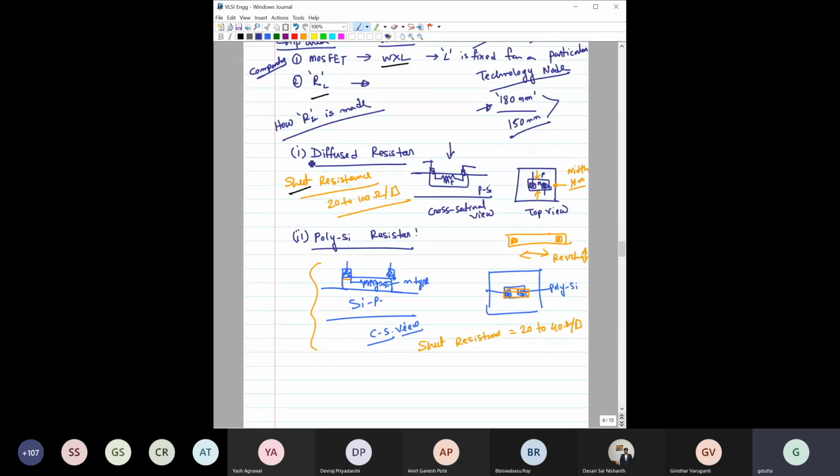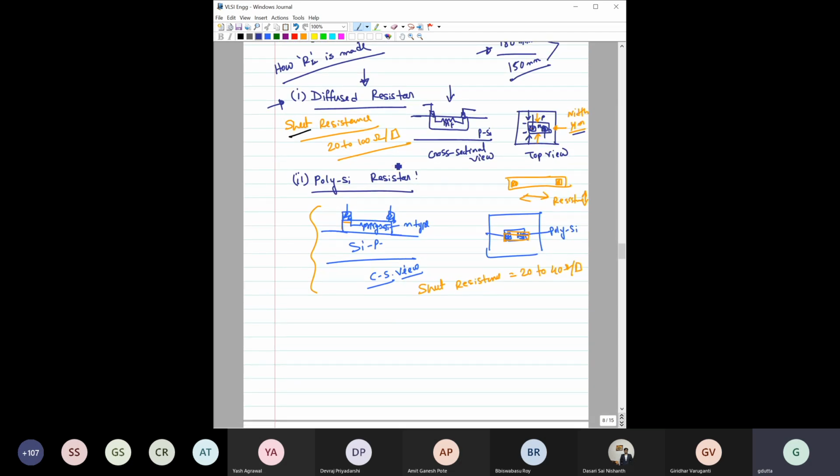There are two types of techniques. One is the diffused resistor, which we have discussed, which is fabricated like this by diffusing. When you diffuse it, from the top view it has a particular width, and we have mentioned this width to be in the range of 1 micrometer. It's not the polysilicon based one; for this technology we are using the diffused resistor type. The sheet resistance was 20 to 100 ohm per square.